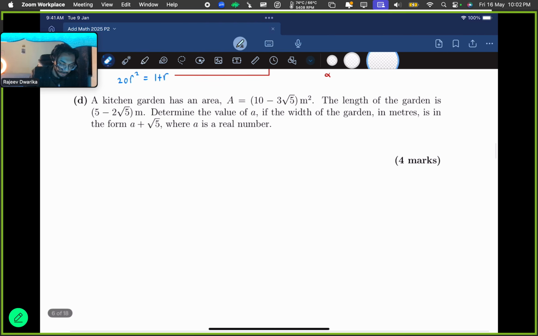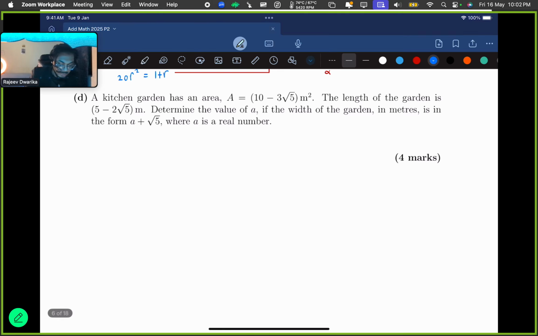So, let's do part D now. A kitchen garden has an area A equal to 10 minus 3 root 5 meters squared. The length of the garden is 5 minus 2 root 5. Determine the value of A if the width of the garden in meters is in the form A plus root 5, where A is a real number.